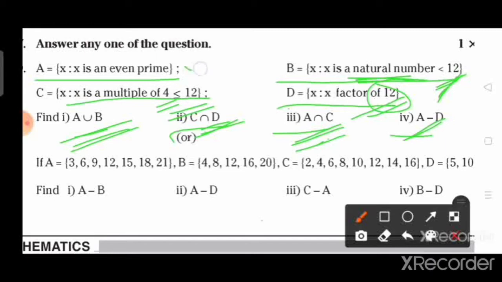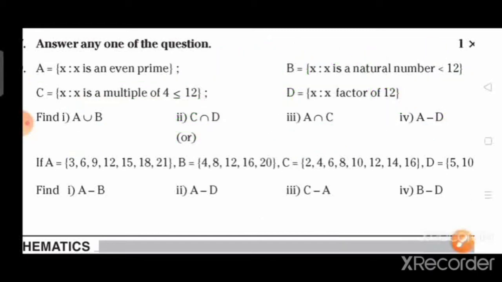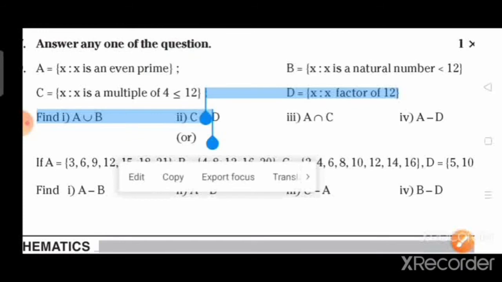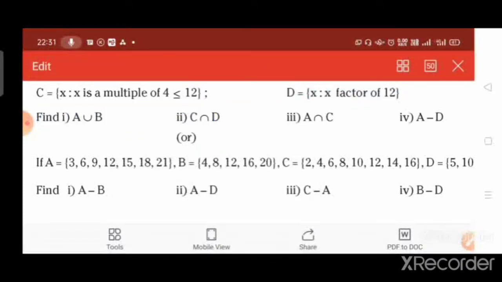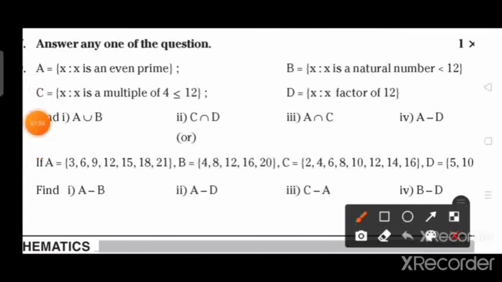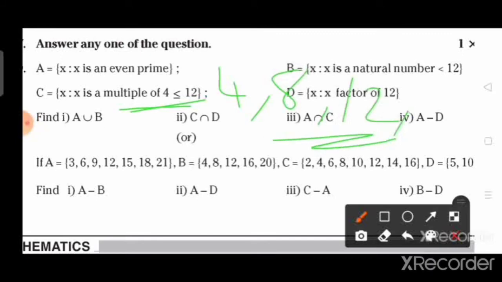In this, first, A is an even prime. Even prime means we have 2 only, so this set should be written like this. And x is a natural number less than 12, which means 1, 2 up to 11. And here, multiple of 4 means 4, 8, 12 like that. Here less than or equal to is there.